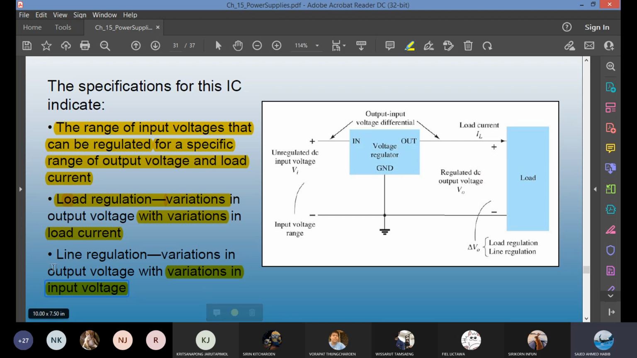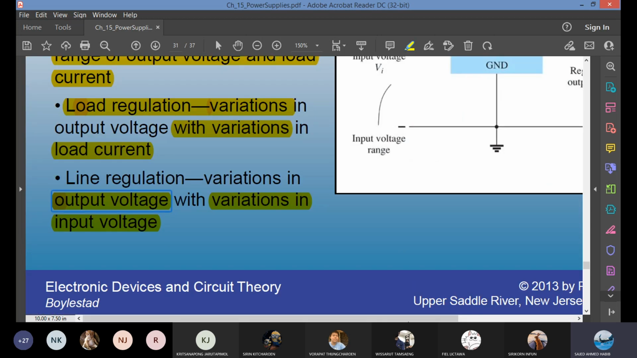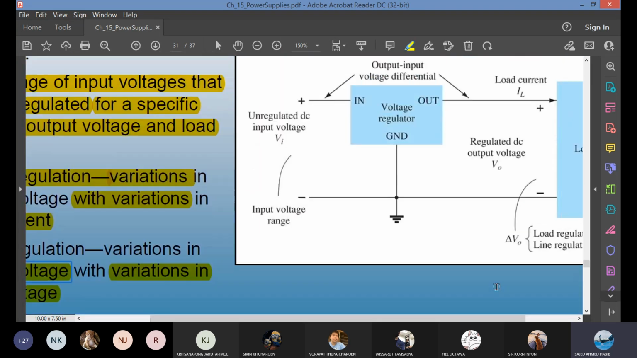How much variation will you see in the output voltage when you have variations in the input voltage? We call it the line regulation. So one is the load regulation, one is the line regulation. If we now look at the generic connection diagram, it is generic, meaning we did not use a specific IC, just showing how it is connected.